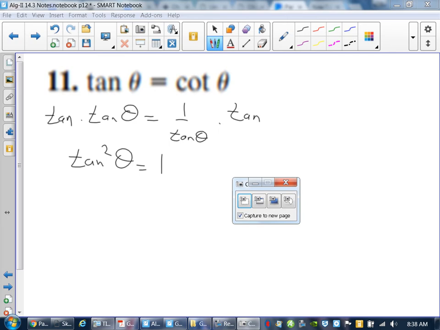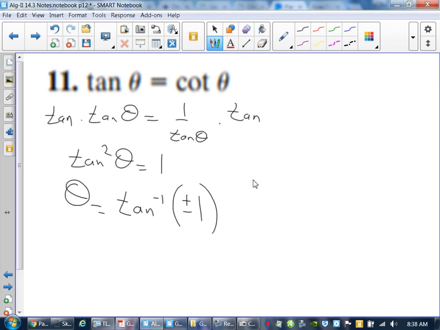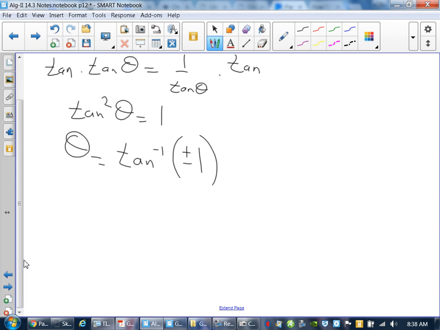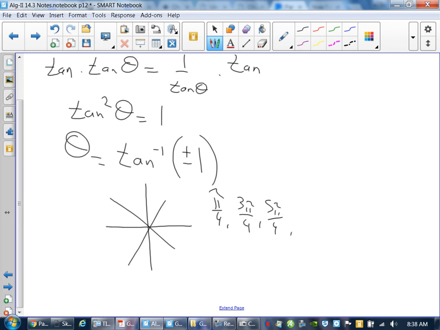Which means, what angle has a tangent value of plus or minus 1? So where is tangent plus or minus 1? Pi over, at all your 45s. Okay? Pi over 4, 3 pi over 4, 5 pi over 4, 7 pi over 4. That's the pure algebraic way to do it.